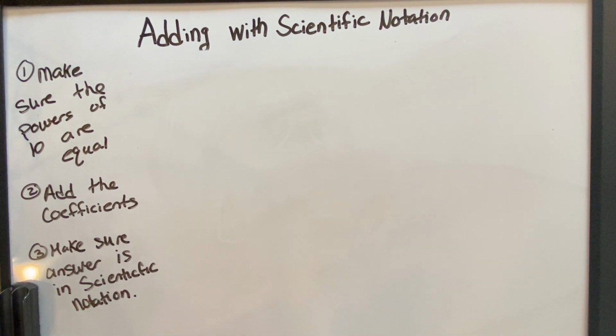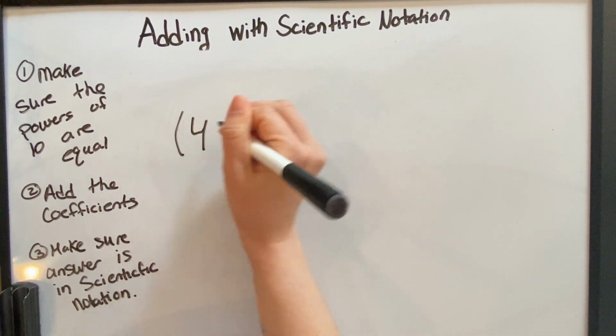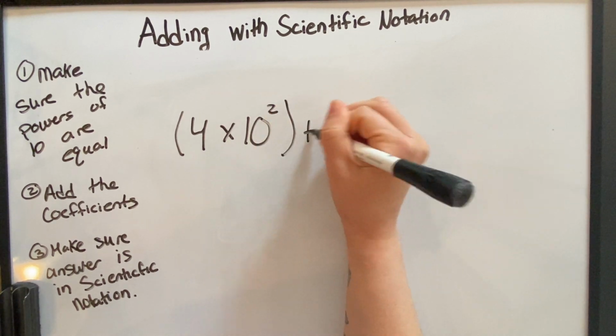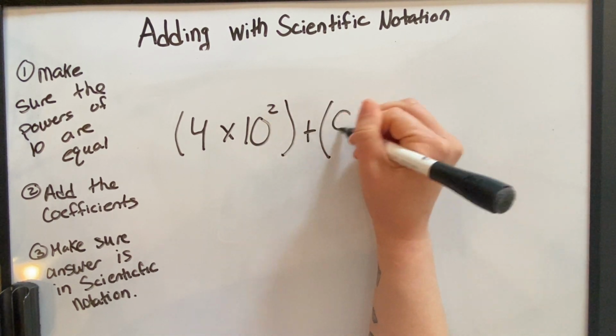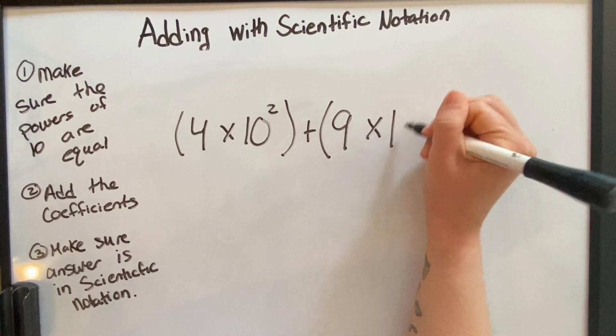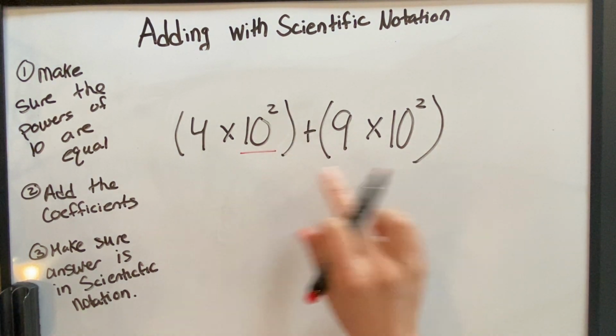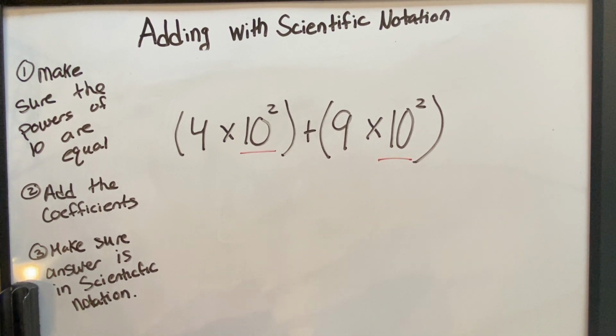We're going to be working with 4 times 10 raised to the 2nd power plus 9 times 10 raised to the 2nd power. Alrighty, step 1. Make sure the powers of 10 are equal. So here we're working with 10 squared, and in this one we're working with 10 squared. Perfect. We have the same powers of 10.